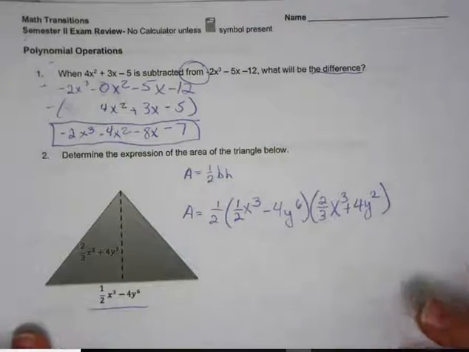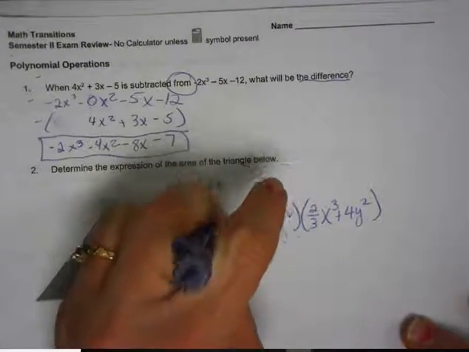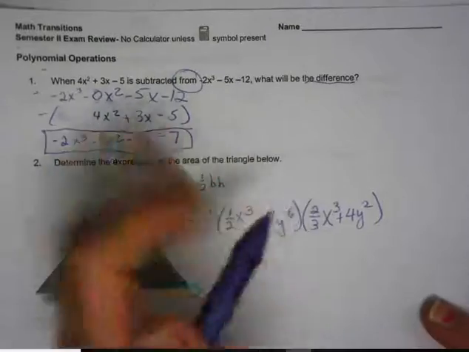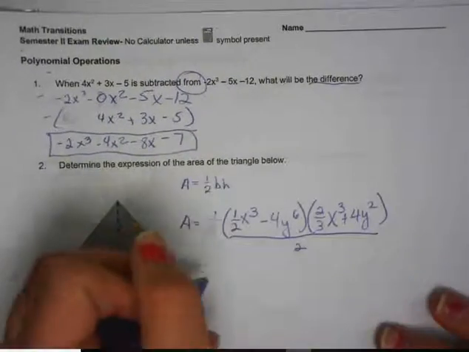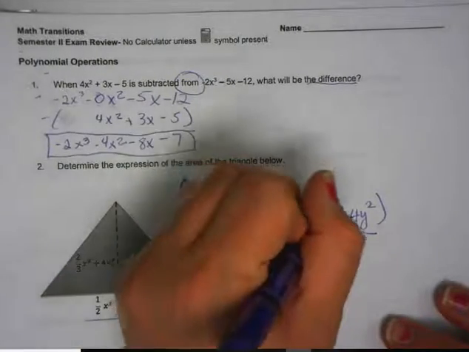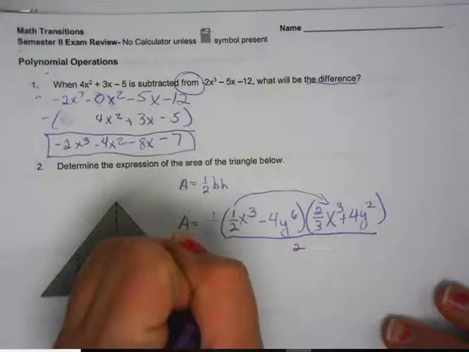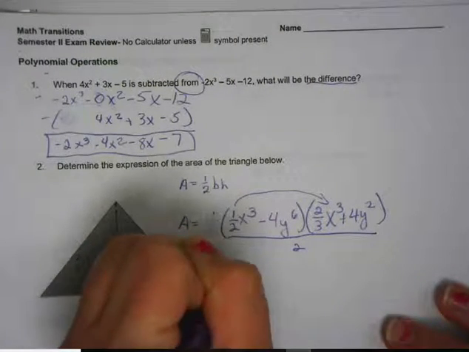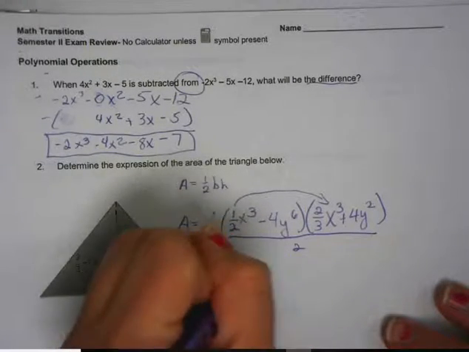Okay, so I'm going to rewrite this. I'm just going to distribute this 1/2 to all of it and put it underneath divided by 2. So this is a binomial. We're going to multiply it the way we do normally. So we're going to take our first term times our first term. So we have 1/2 times 2/3, and that gives me 2/6 x, and then we have x cubed times x cubed, so that's x to the 6th.